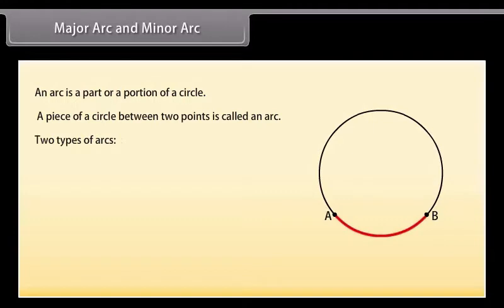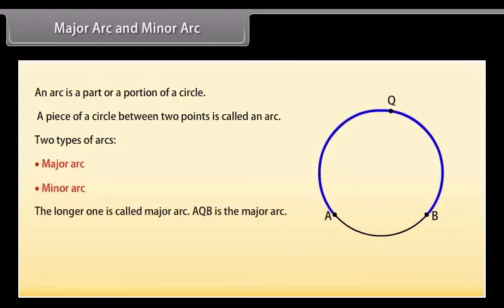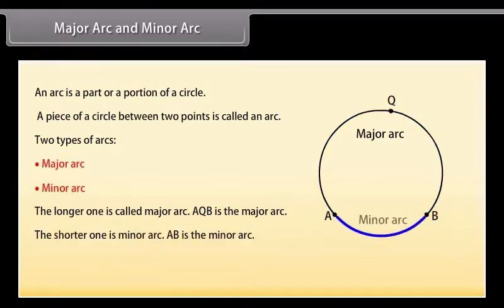There are 2 types of arcs: the major arc and the minor arc. The longer one is called major arc. Here AQB is the major arc, and the shorter one is the minor arc. AB is the minor arc. The arc is denoted by this sign.